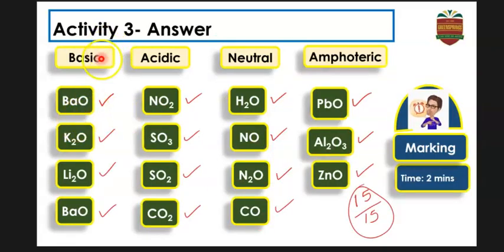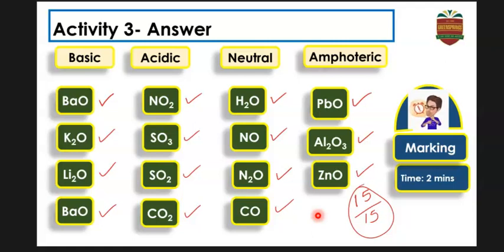Cool. So we have the basic oxides: barium oxide, potassium oxide, lithium oxide. Then acidic oxides: nitrogen dioxide, sulfur trioxide, sulfur dioxide, carbon dioxide. Then neutral oxides, we have water, nitrogen monoxide, dinitrogen oxide, and carbon monoxide. Then of course the amphoteric oxides, we have lead oxide, aluminium oxide, and zinc oxide. So these are the classifications for sorting out those compounds.